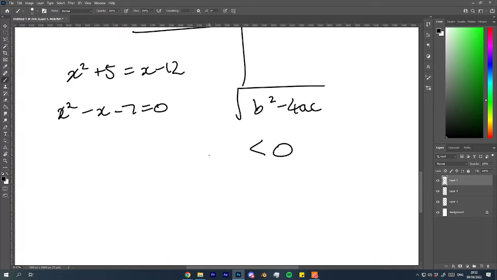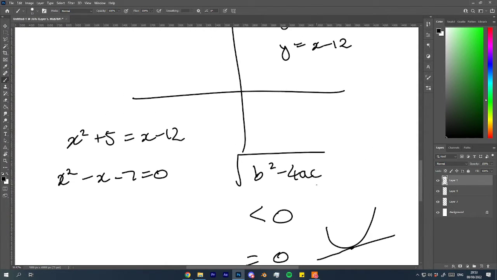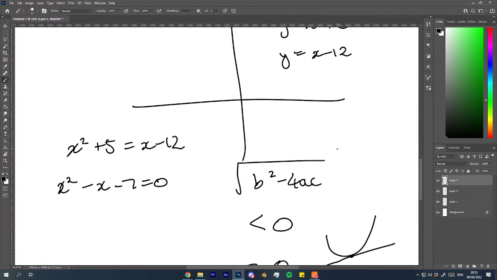So they do not intersect. On the imaginary plane they do, but you don't have to worry about that. If it equals 0, we have exactly one intersection point, so it's normally a tangent. If it's bigger than 0, we have 2 points of intersection.